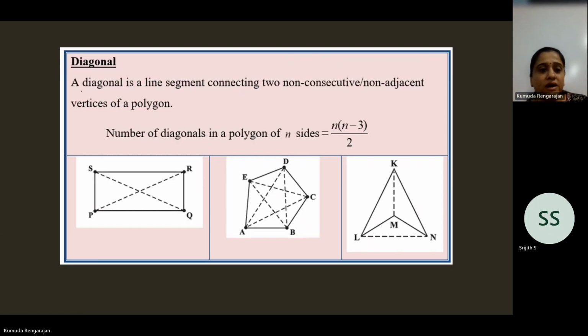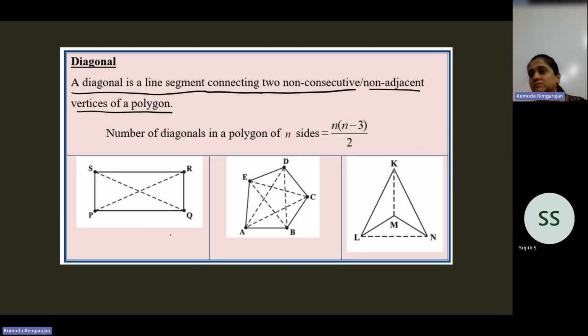So a diagonal is a line segment connecting or joining two non-consecutive or non-adjacent vertices of a polygon. A diagonal is a line segment, okay, line segment because it has fixed endpoints. And it joins what? Two non-consecutive or non-adjacent vertices of a polygon.